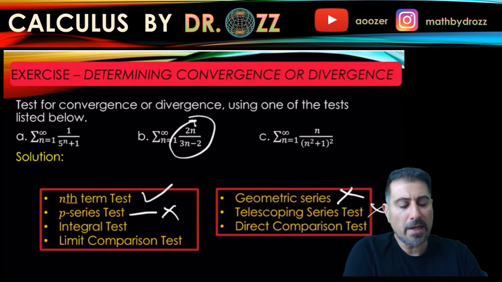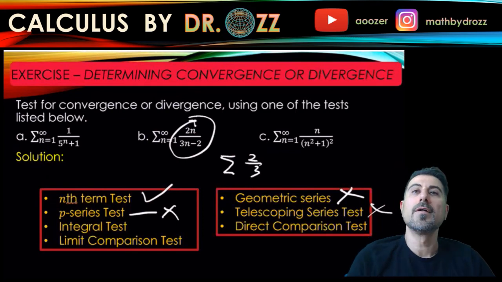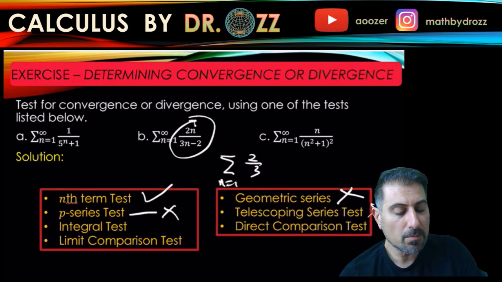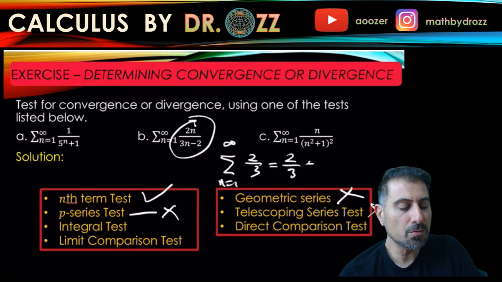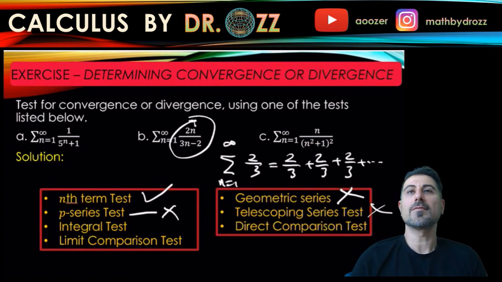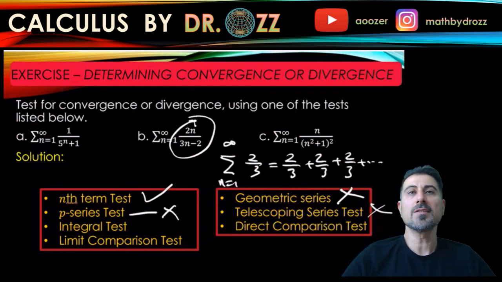So you can actually compare this series to just 2 over 3, which is a constant series. Constant series means what? This is the summation of 2 over 3, 2 over 3, all the way to infinity. So infinitely many 2 over 3's takes you to infinity. Okay, so that means that either in the limit comparison test or in the direct comparison test, you should get in the direction of divergence. So this series is divergent.